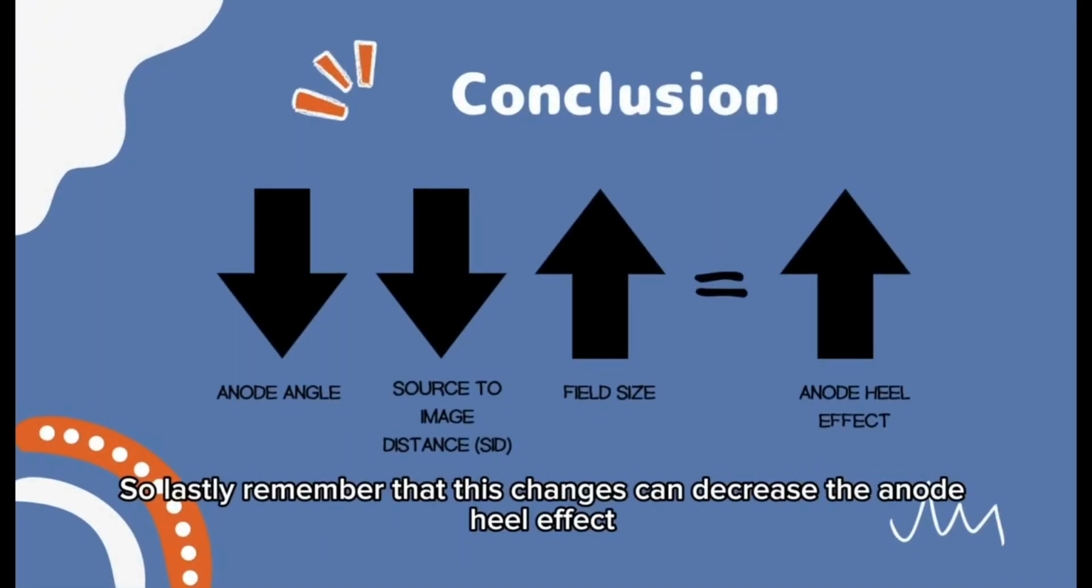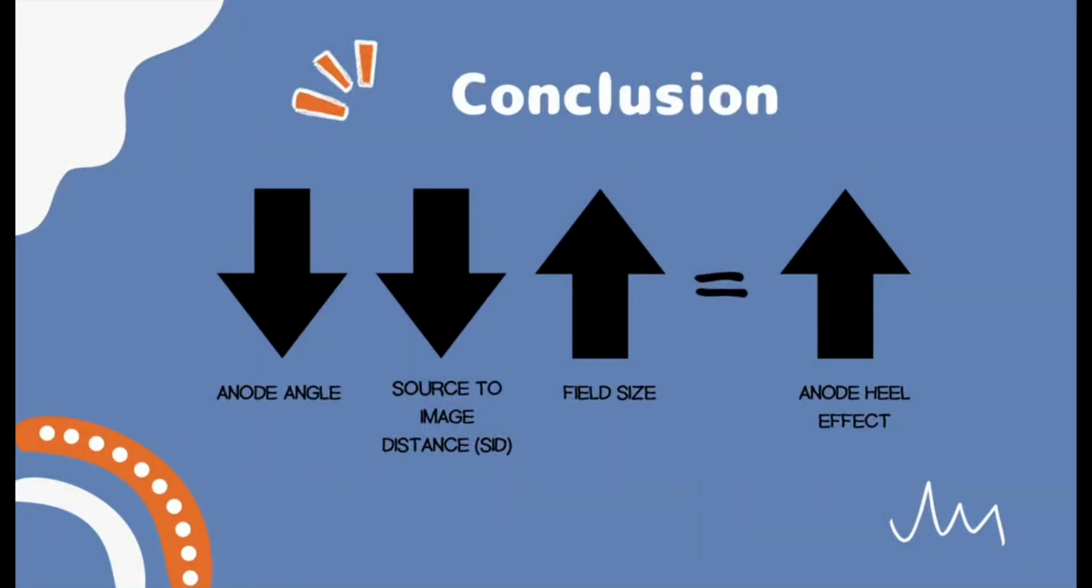So lastly, remember that these changes can decrease the anode heel effect: decrease the anode angle, decrease the SID, and decrease the field size.